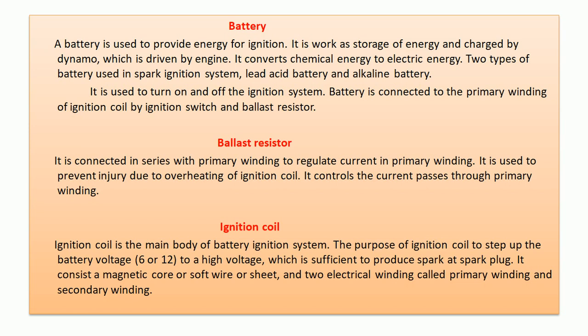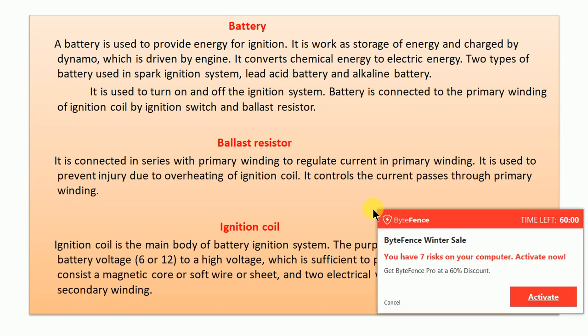Next, it converts the chemical energy to electric energy. Generally, two types of battery are used in spark ignition system. One is lead acid battery and the other is alkaline battery. The main function of this battery is to turn on or off the ignition system. The battery is connected to the primary winding of the induction coil by the ignition switch and the ballast resistor, which we will see later.